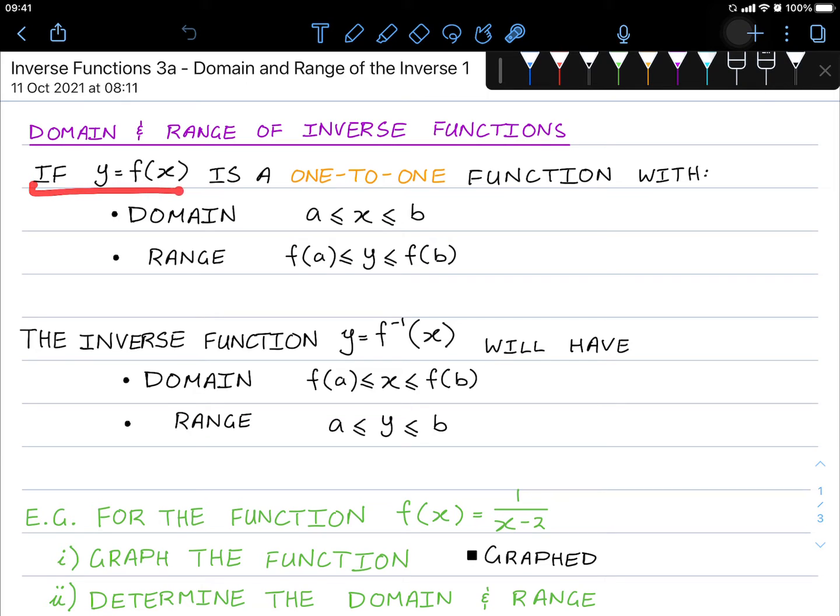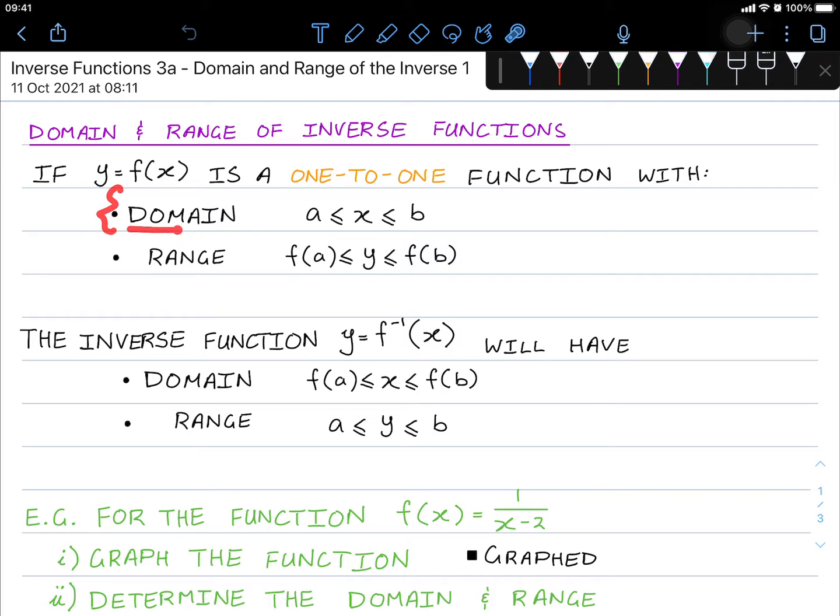So, if we have some function y equals f of x, and it is definitely one-to-one, and its domain, its x values, is between a and b, its range would be from f of a to f of b. The inverse function y is equal to f inverse of x will have a domain of f of a to f of b, and its range was once its domain. Look very carefully.